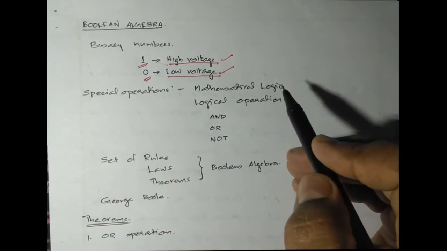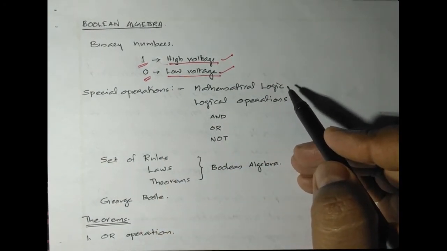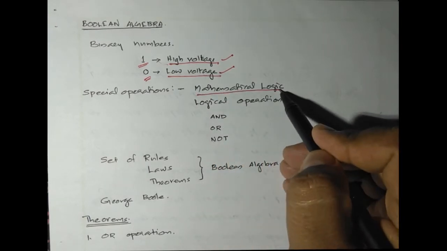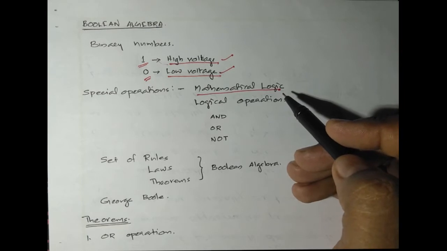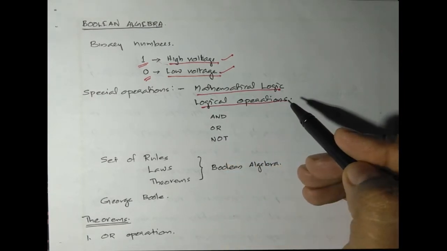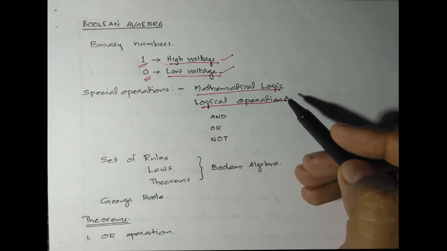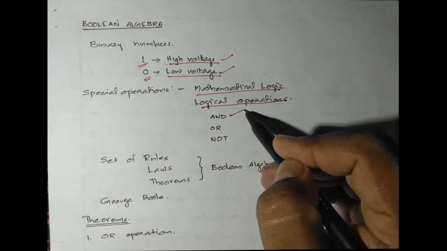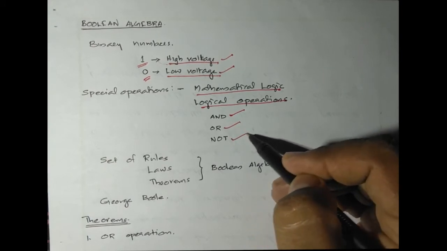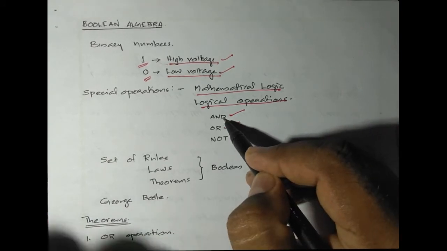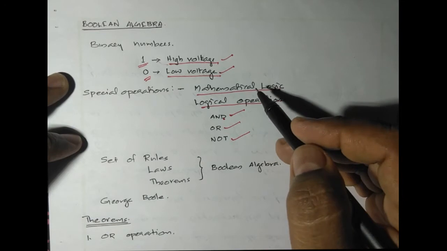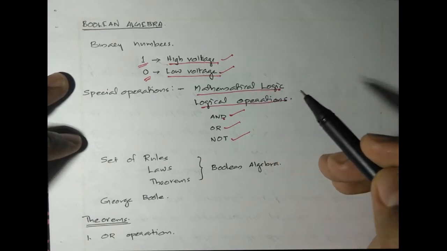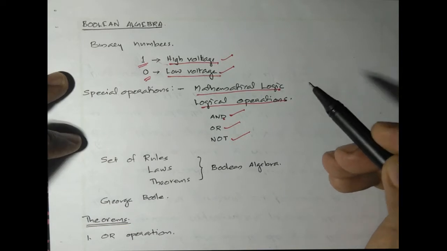These binary numbers are used to establish certain mathematical logic. And this mathematical logic is used to perform certain logical operations in digital electronics. The basic mathematical logic operations are the AND, OR, and NOT operations. For establishing these logical operations, we have a set of rules, a set of laws, and a set of theorems.